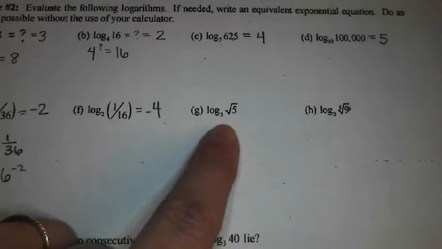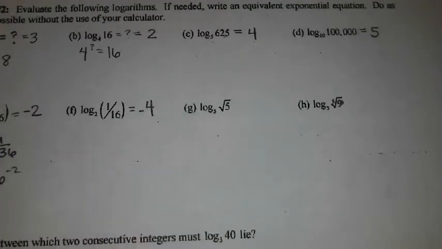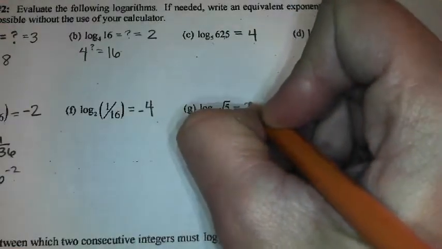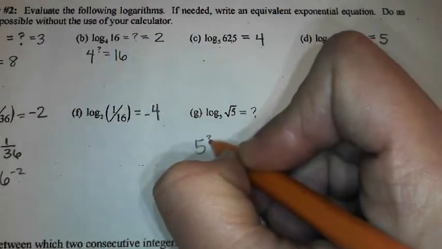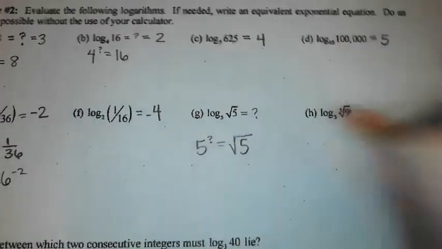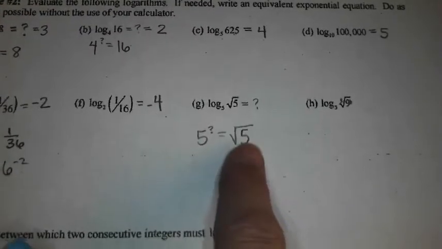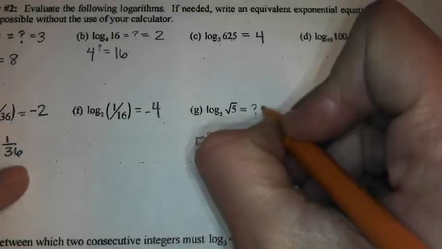5 to what power is radical 5? 5 to what power is the same thing as radical 5? Yeah, this is piggybacking on your understanding that radicals are the same thing as fractional exponents. We're taking the square root of 5. So this is 5 to the 1/2 power.